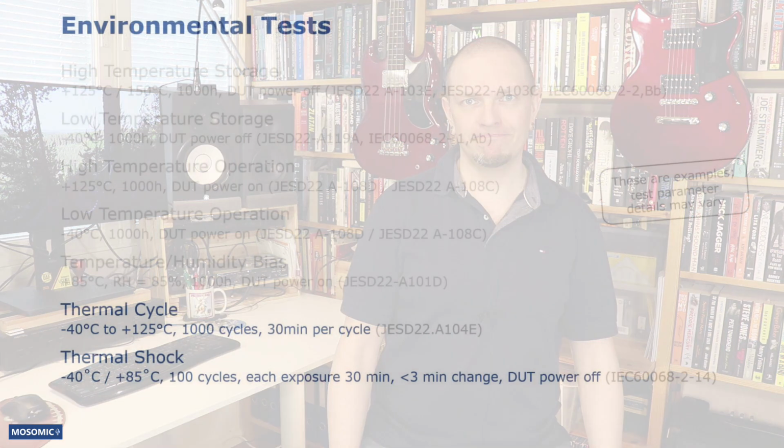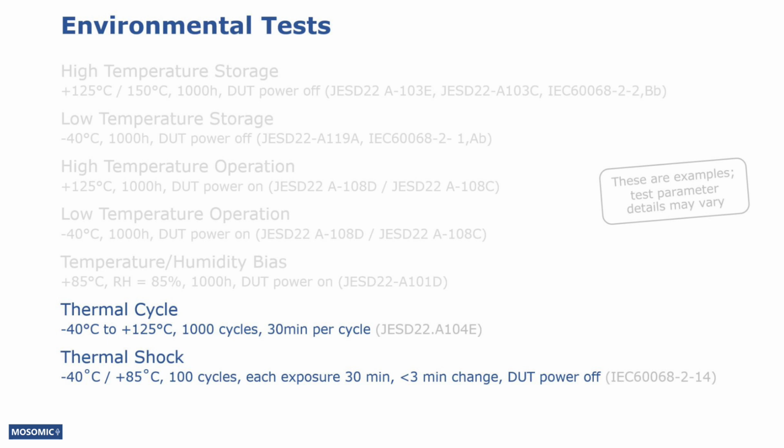Thermal cycle and thermal shock tests subject the microphones to alternating hot and cold temperatures. These are accelerated live tests, meaning that they simulate the lifetime exposures of the microphones to different environmental conditions. The JEDEC standard calls for 1000 cycles, -40 and +125 degrees C, the exposure being 30 minutes per cycle. The IEC standard says 100 cycles, -40 and +85 degrees C, 30 minutes per cycle, maximum change time 3 minutes, and the DUT powered off.